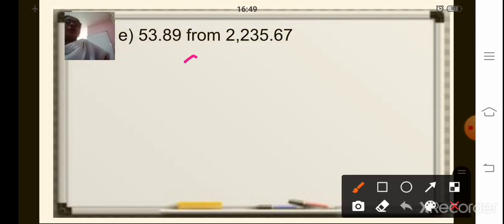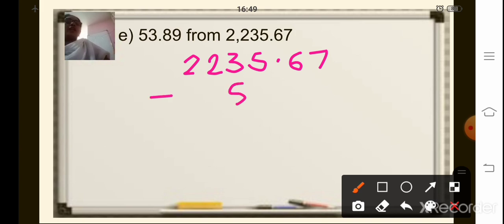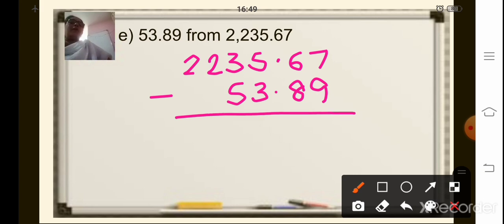2235.67. So first write the number 2235.67 minus 53.89. From 7 you cannot subtract 9. 7 is smaller than 9. So borrow from 6. So this will become 5. And this number will become 17. 17 minus 9 is 8.